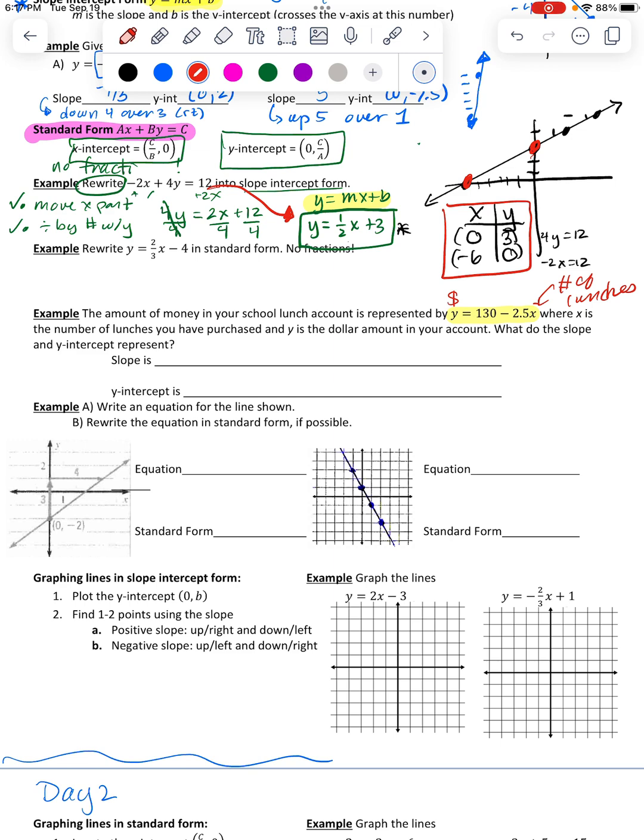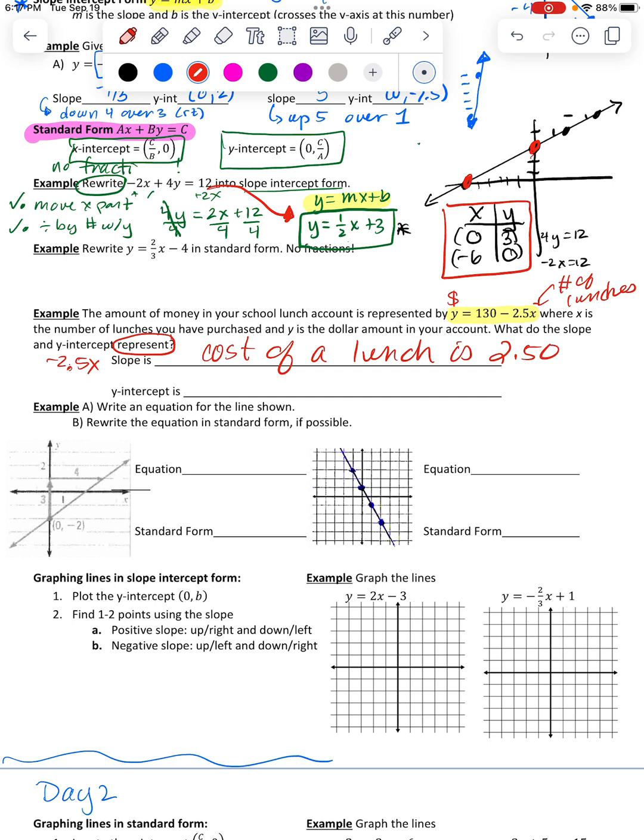Now, how do I know that the 2.5 is my slope? Because it's in front of the x. So this is not asking about a math thing. This is saying, what do the slope and y-intercept represent? Like, what do they mean? So in this scenario, you lose $2.50 per lunch. So that would mean that the cost of a lunch is $2.50. So you're losing $2.50 from your account each time.